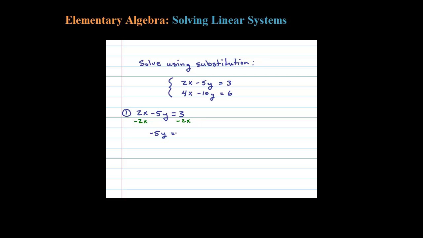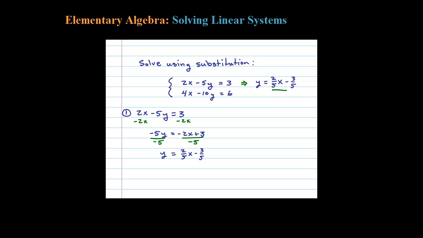negative 5y then would equal negative 2x plus 3, then dividing by negative 5. On the left side, these negative 5's will cancel, you get y equals. Okay, and remember, you got to divide both of these by negative 5, so 2/5, because those negatives will cancel, 2/5 x minus 3/5. So the first equation can be written in the equivalent form, y equals 2/5 x minus 3/5.